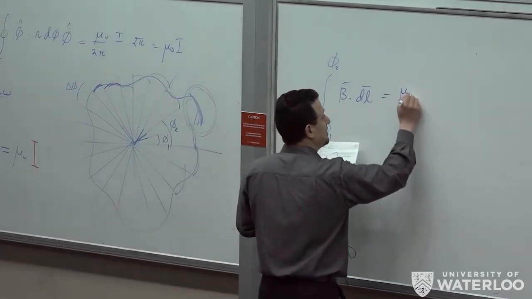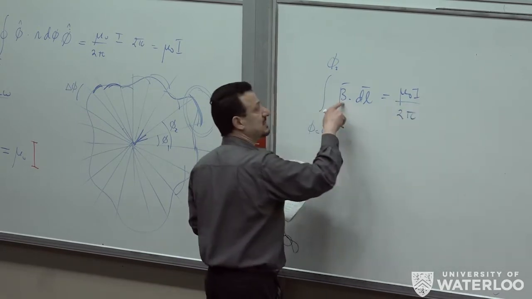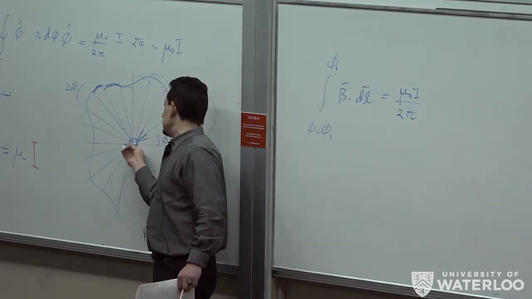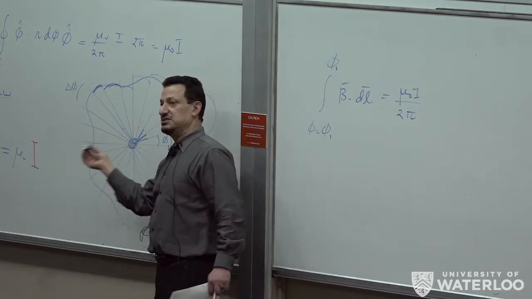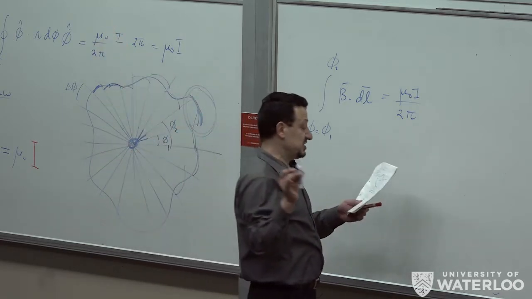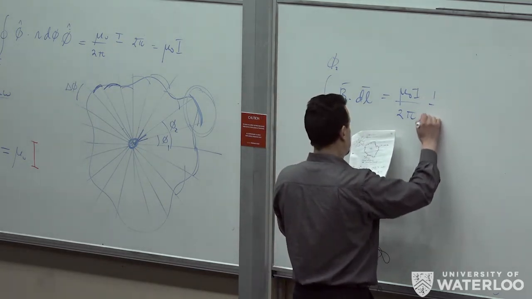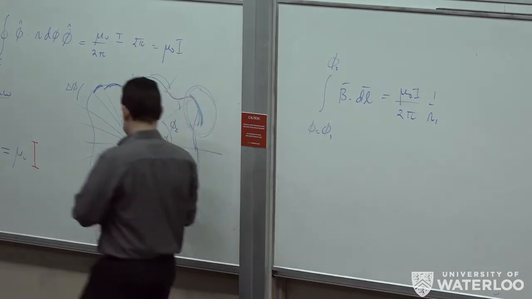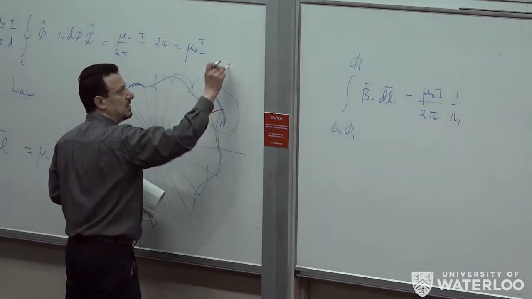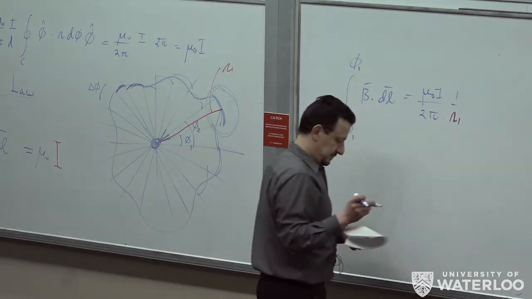What will I get? Mu naught I divided by 2 pi. Where did I get B? B is the field due to a current that is going into the board, just like what we have there. Same, I did not change the current. So I have I divided by 1 over R1. So this radius here is R1. So it shows up right here, R1.